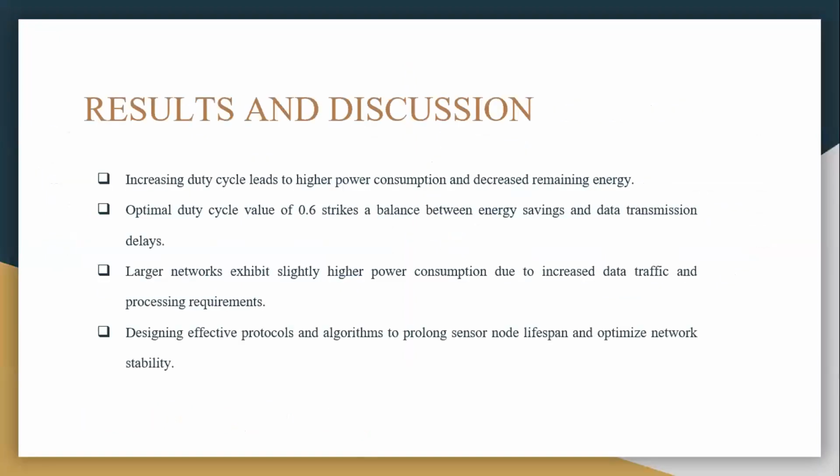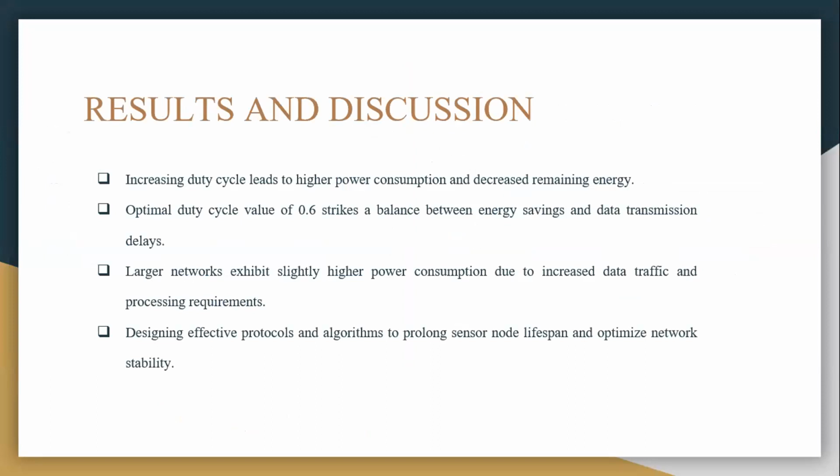In the results, the analysis of the three scenarios highlights important insights regarding the relationship between duty cycles, power consumption, and remaining energy in WSN for forest fire detection. By carefully selecting the duty cycle value, it's possible to strike a balance between energy saving and data transmission efficiency.